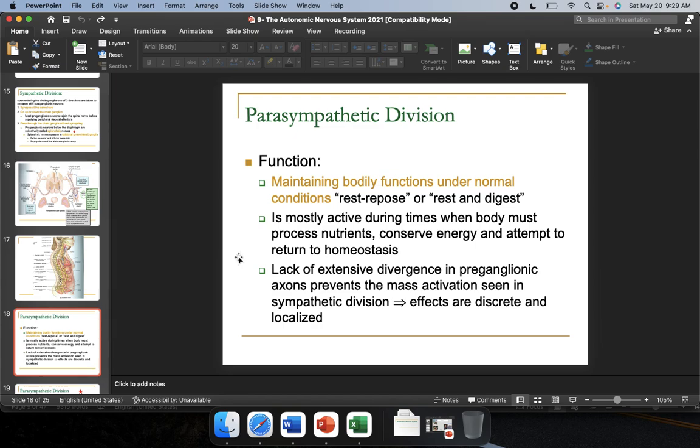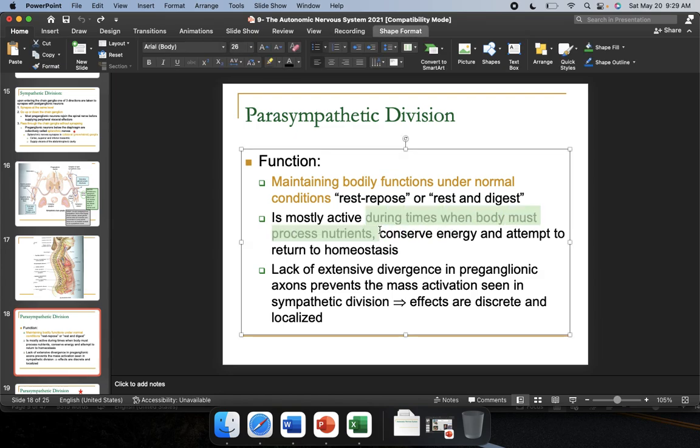Okay, so now we're into the parasympathetic division of the nervous system. Rest and digest, mostly active during times when the body must process nutrients, conserve energy, and return to homeostasis. Lack of extensive divergence in preganglionic axons prevents mass activation.